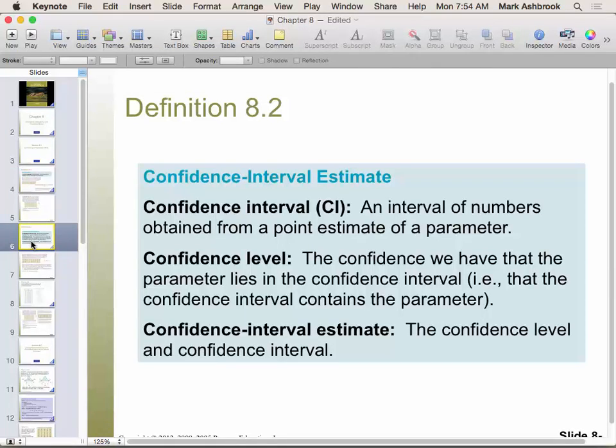So what is a confidence interval? A confidence interval is an interval of numbers obtained from a point estimate of a parameter. And we've talked about a point estimate. The one type of point estimate we've talked about is you take a sample and you get the mean of the sample, and that's a point estimate of what?